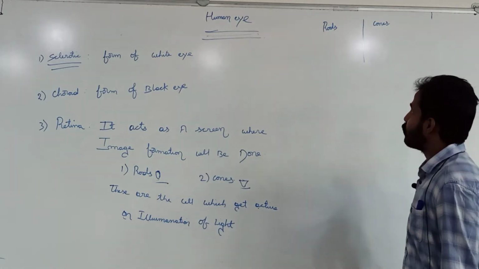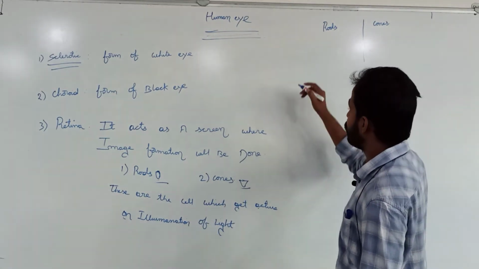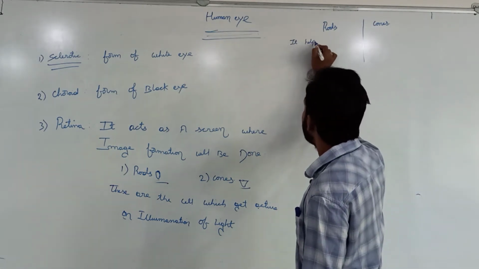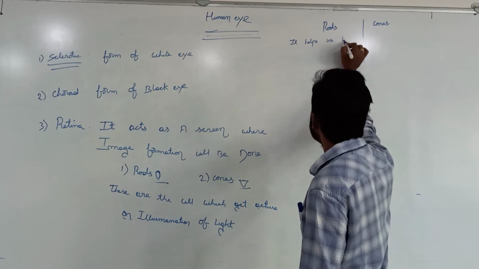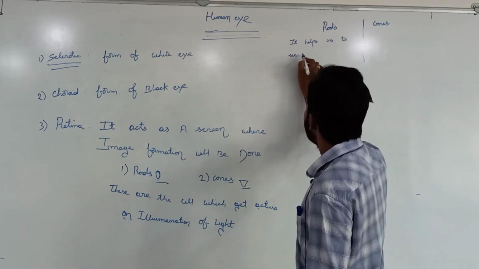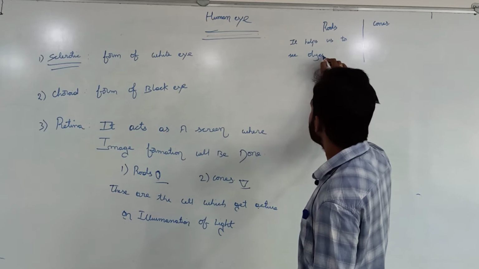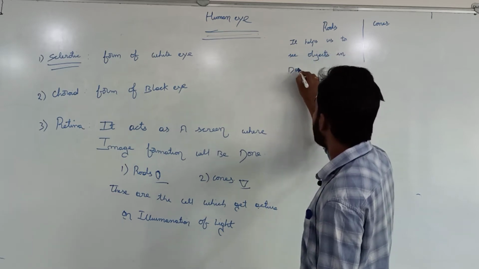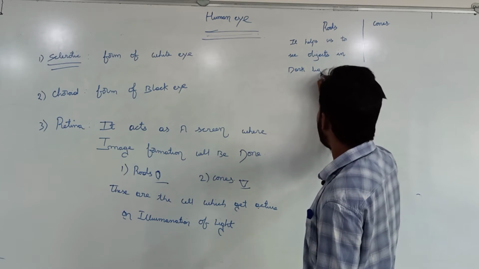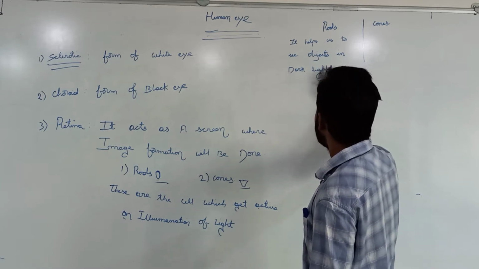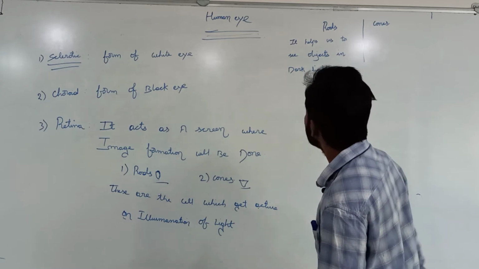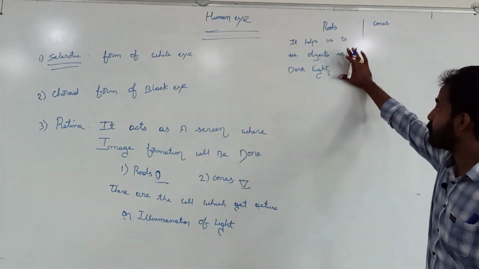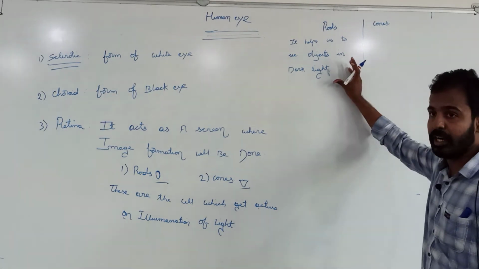what is the function of rods? Basically, it helps us to see objects in dark light. This is the main function of rods. Dark light. So, what is the function of rods? It helps us to see the object in dark light.